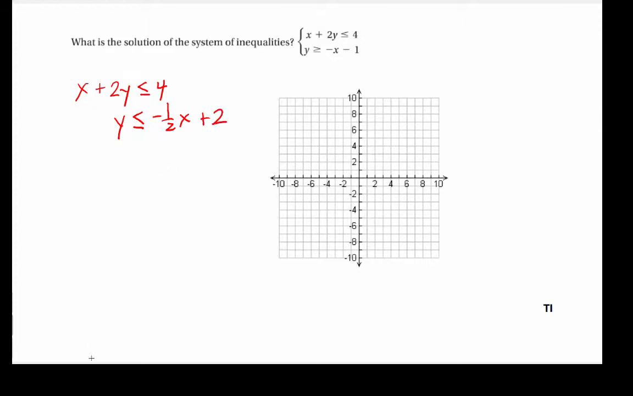All right, and our second equation, y greater than or equal to negative x minus 1. So I'll go ahead and graph this one first in blue. My y-intercept is negative 1. My slope is also negative 1, so I'm going down 1 over 1, down 1 over 1. All right, and I can continue going this way if I'd like.